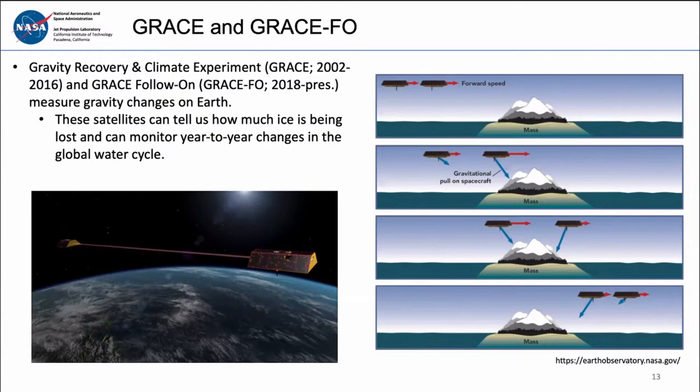As the second one then comes closer towards that mountain, it gets pulled. And as the other one flies over, it gets pulled back, as you can see in that third panel. And then as they both pass, again, those two satellites, there's an interplay between them. By tracking that distance very carefully, we can infer the mass, the gravity below those satellites on the surface of the Earth. And as these continue to orbit over time, we can start to get an idea of the mass change that occurs.